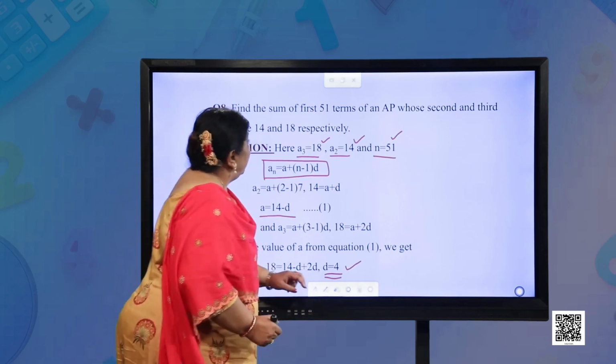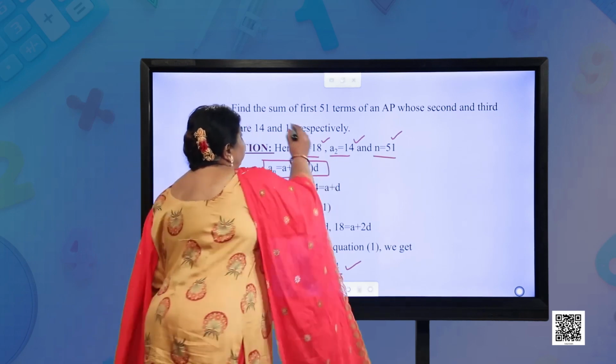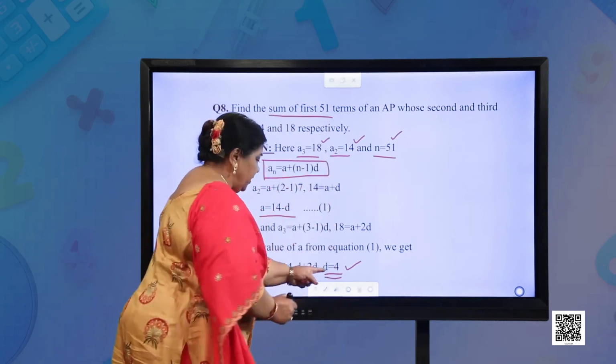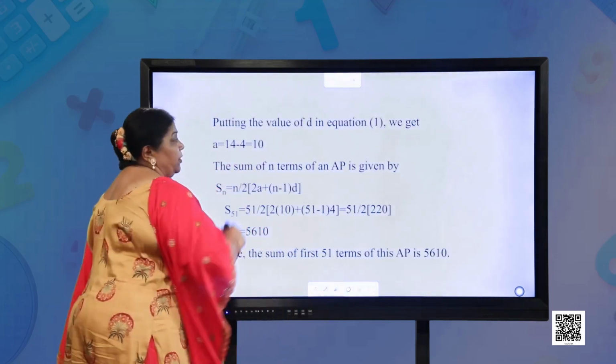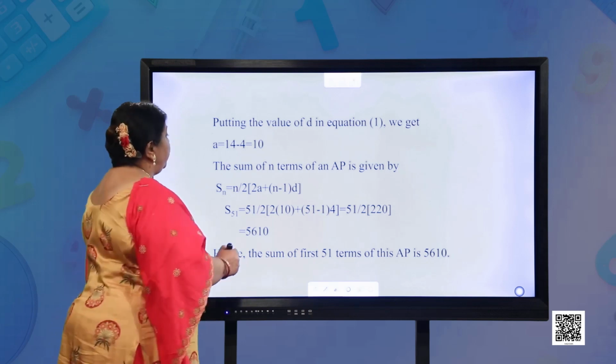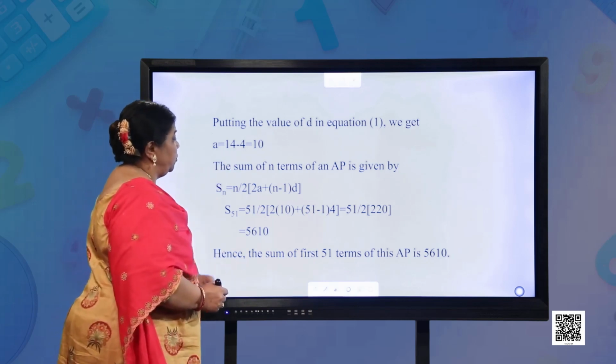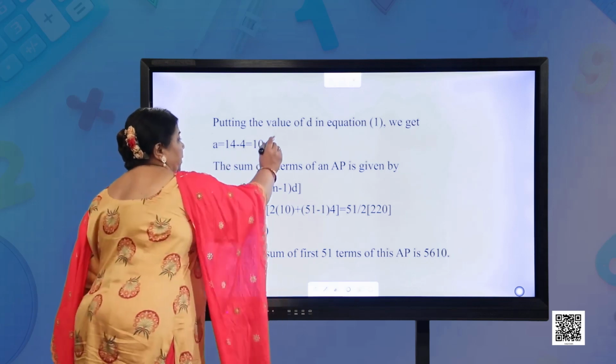So, we have to find the sum of 51 terms. After finding d is equal to 4, let us put the value of d in equation 1, we get a is equal to 14 minus 4, that is equal to 10.